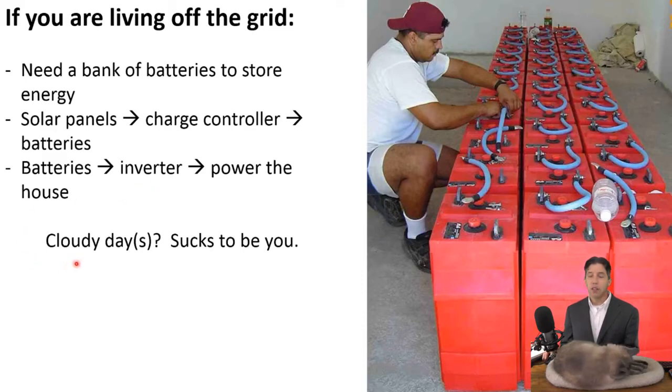One of the disadvantages of doing this is, well, what happens if you get, say, a cloudy day or two cloudy days in a row? Or if you think about those mid-latitude cyclones, if you live in that part of the country, you might have five cloudy days in a row. You're in trouble because you don't have any way of generating electricity during the day. So a lot of people that live this way also have a backup generator or maybe some wind turbines to help out.